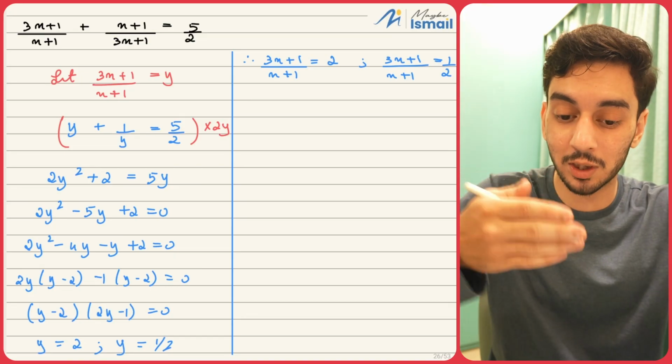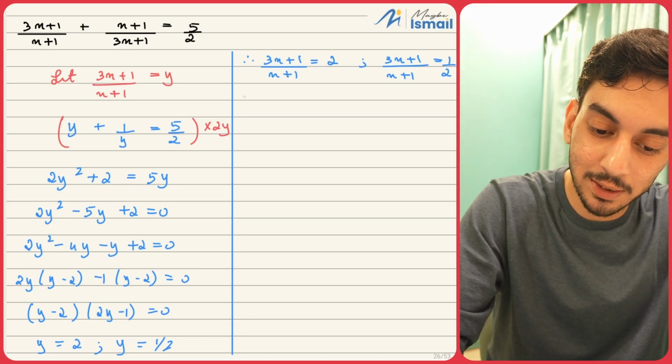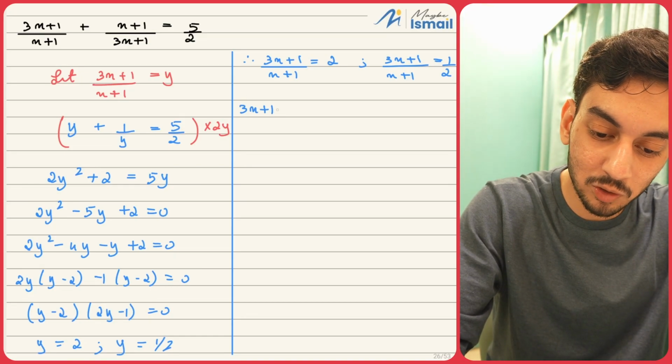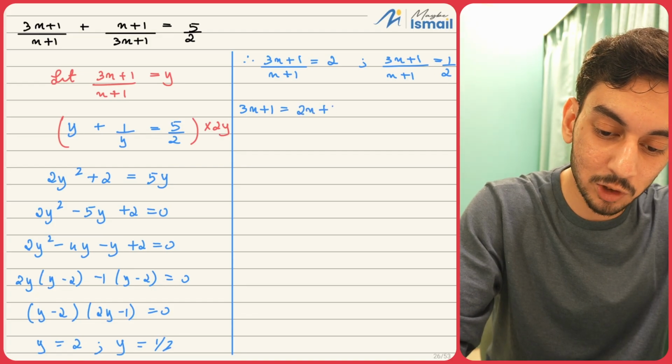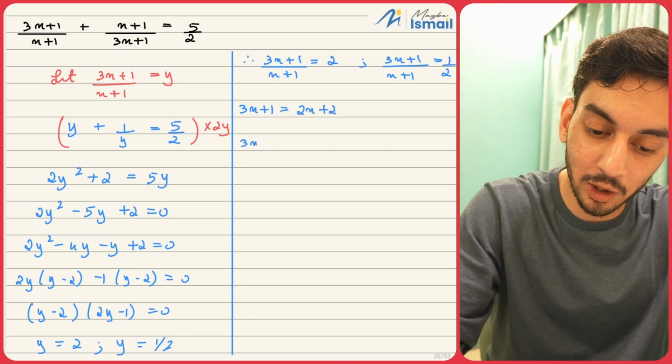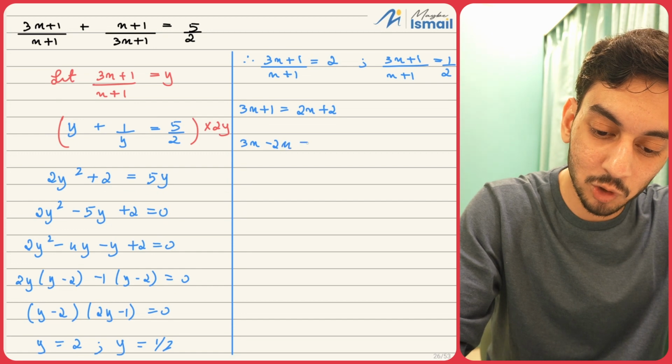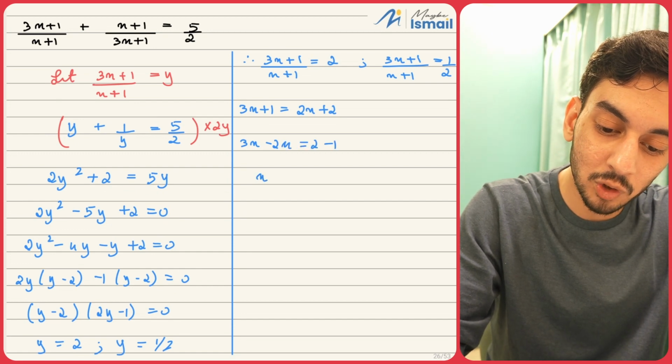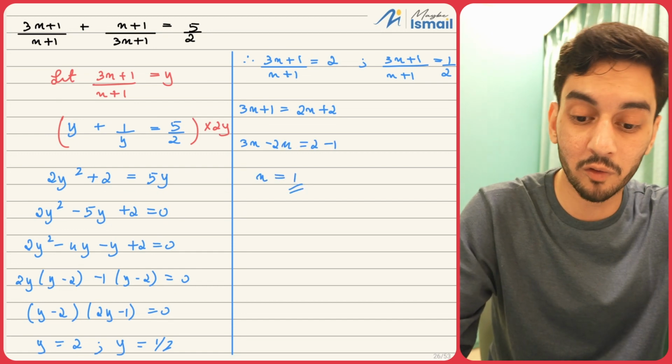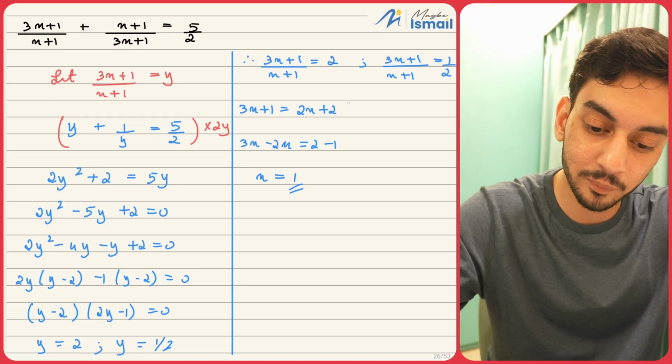So y are two things, so these are two things. Send the x plus 1 to the other side, so it becomes 3x plus 1 is equal to 2x plus 2. All the x's on one side, everything that does not have an x to the other side. 3x minus 2x is equal to 2 minus 1. So x would be equal to 1. That is one of the values of x that I got.